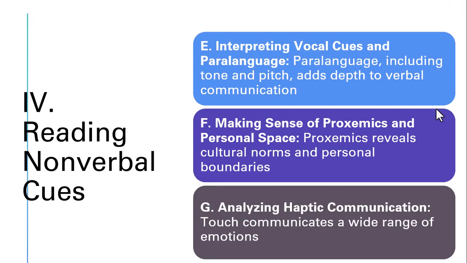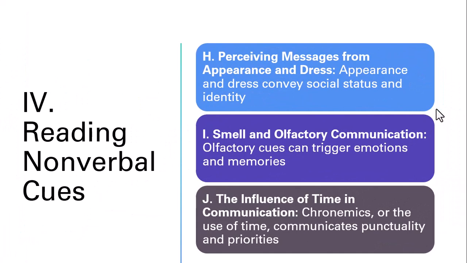Interpreting vocal cues and paralanguage. Paralanguage, including tone and pitch, adds depth to verbal communication. Making sense of proxemics and personal space. Proxemics reveals cultural norms and personal boundaries. Analyzing haptic communication. Touch communicates a wide range of emotions. Perceiving messages from appearance and dress. Appearance and dress convey social status and identity. Olfactory communication. Olfactory cues can trigger emotions and memories. The influence of time in communication. Chronemics, or the use of time, communicates punctuality and priorities.